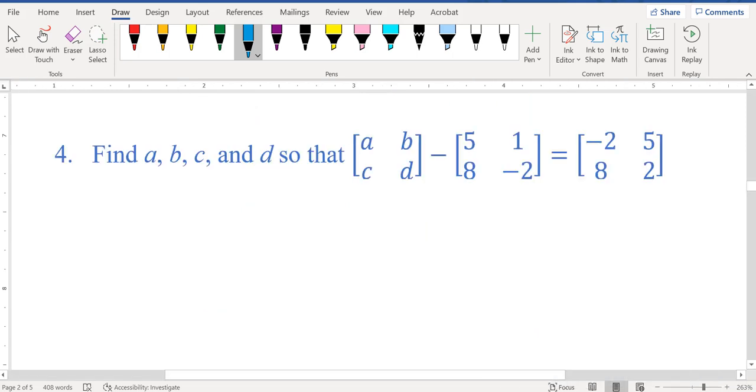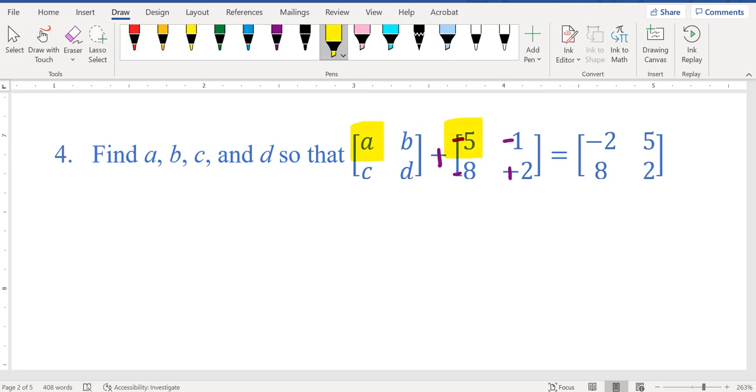Example number 4, find A, B, C, and D so that that statement is true. The statement says matrix A, B, C, D minus matrix 5, 1, 8, negative 2 equals matrix negative 2, 5, 8, 2. Let's line up the top left elements. Before I do that, let's change this to a matrix addition and find the negative of that second matrix. Now let's line up the elements.